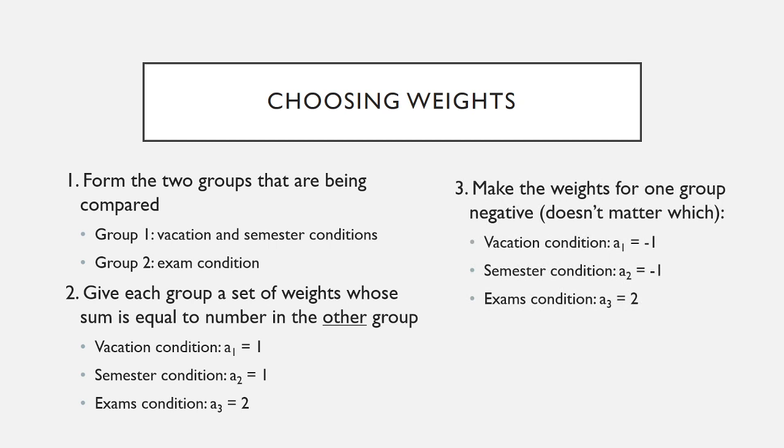Then what you do is you make the weights for one of those groups negative. It doesn't matter which one. You could make the -1 for vacation and the -1 for semester, pitted against a +2 for exams. The same thing would be achieved if I had switched exam as having a contrast weight of -2 and kept vacation and semester positive.